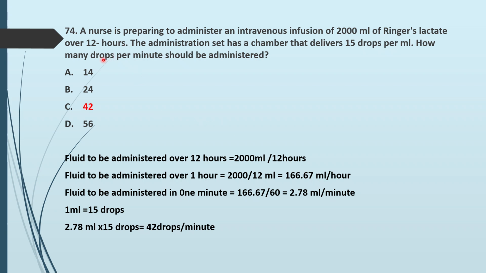So what they ask is drops per minute. So we need minutes rate. So you have to divide it by 60 to get the minutes rate. So fluid to be administered in 1 minute is equal to 166.67 divided by 60. That is 2.78 ml per minute. So 1 ml is equal to 15 drops, right? 15 drops per ml. That's what they gave us. So 2.78 into 15 drops is equal to 42 drops per minute. So what is the drops per minute to be administered? That is 42. That is the correct answer.